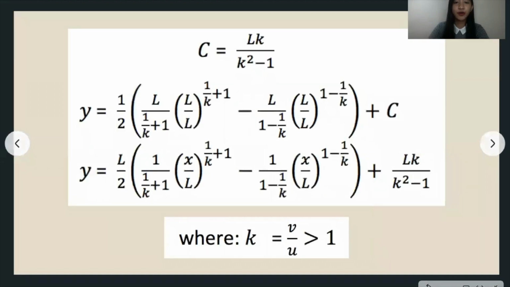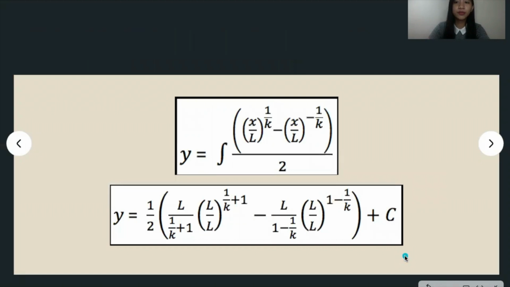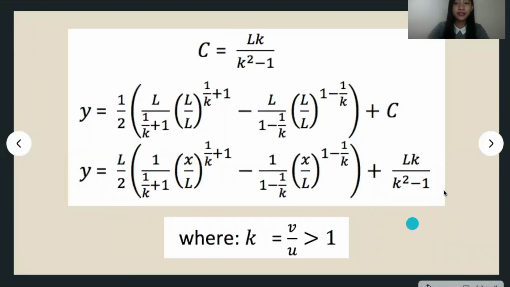So based on the initial condition that we used earlier, x is equal to L and y is equal to C, we will be solving the value of C. So we will be getting LK all over K squared minus 1. Substituting C to the equation that we have earlier, which is the final equation of the trajectory here, we would be getting this.